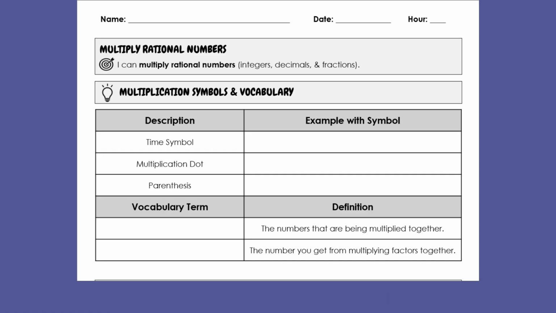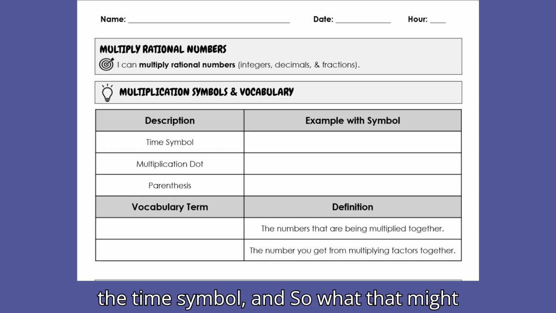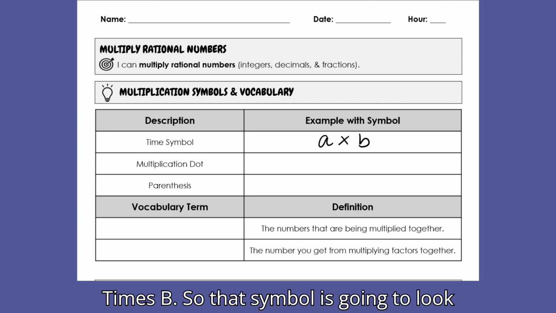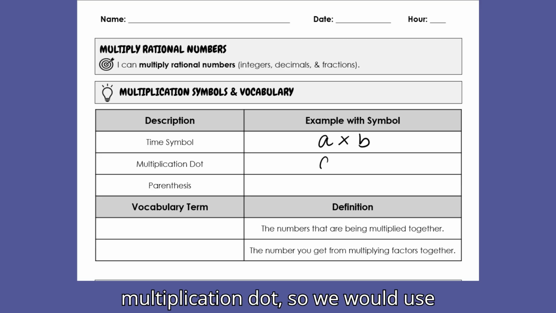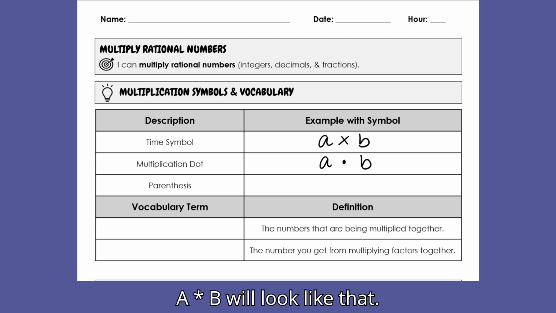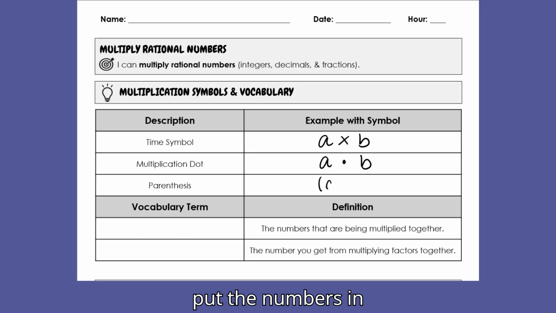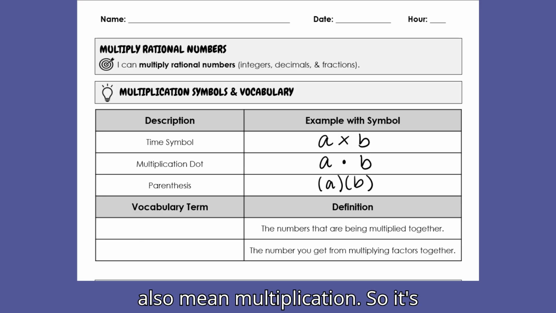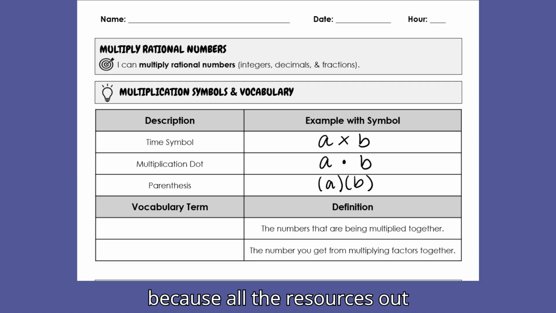Sometimes in math, we represent multiplication using the times symbol. What that might look like is A times B, and that symbol is going to look like an X. Sometimes we use a multiplication dot, so we would use A times B, what looks like that. Or sometimes we use parentheses, where we put the numbers in parentheses next to each other. That can also mean multiplication.